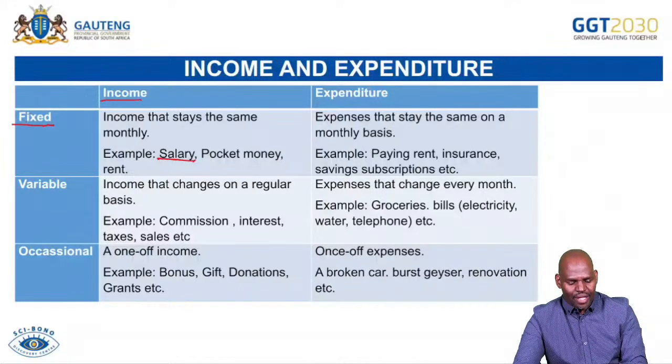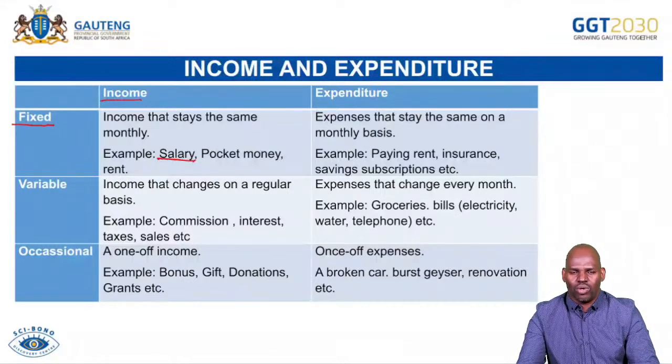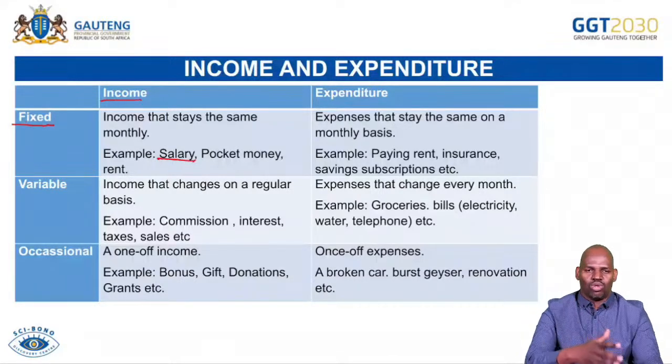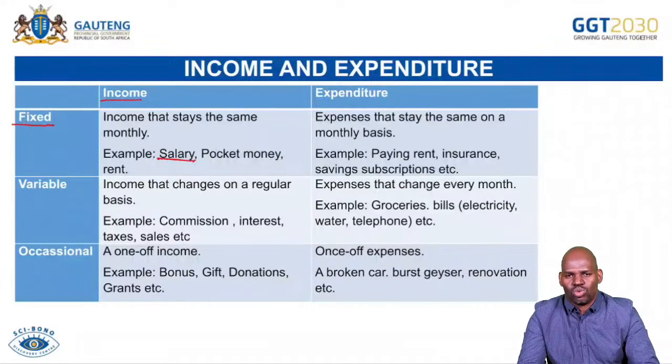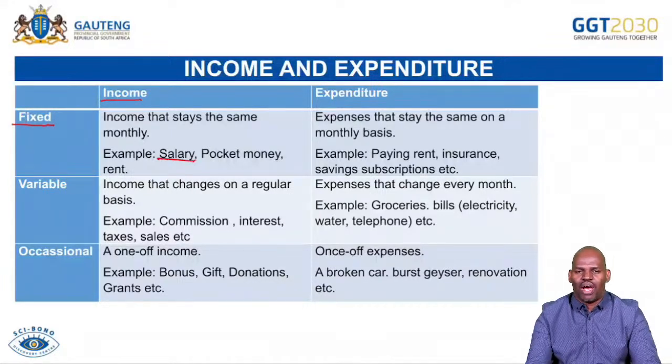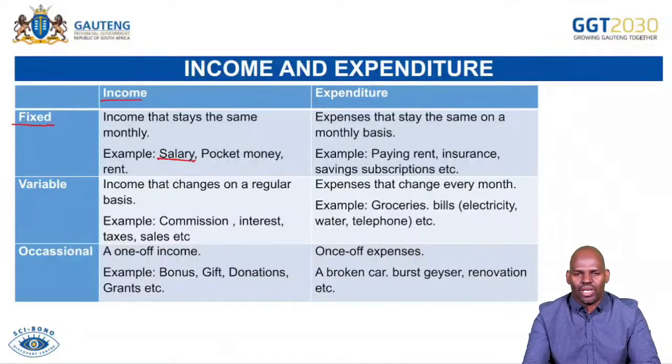And then, of course, pocket money. If your parents are giving you pocket money every day, let's say they are giving you 20 Rand, or 30 Rand, or 50 Rand, which is the same amount every day. It doesn't change. Over a month, if it's 50 Rand per day and you go to school for 5 days, 50 Rand times 5 is 250. So in a month, they know that you're going to get about 1,000 Rand.